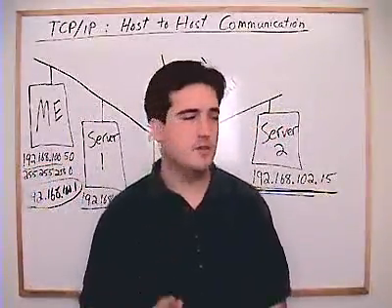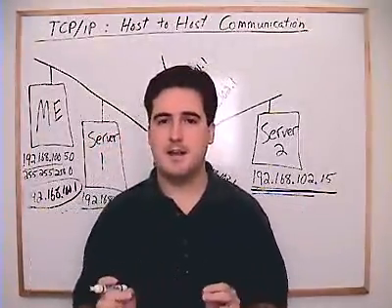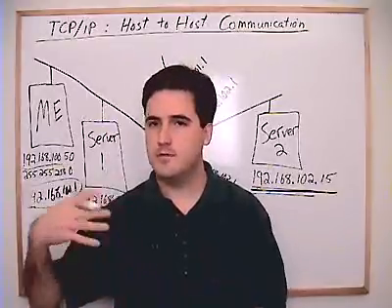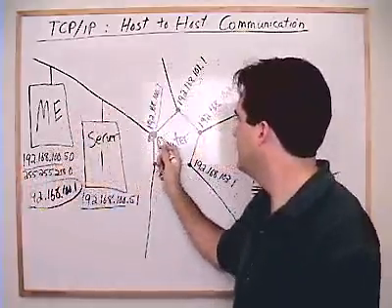I look at the IP address I'm trying to communicate with. I determine that's not on my network. I can't just send out an ARP and hit him. I have to go to the default gateway. So my traffic gets sent to the default gateway.